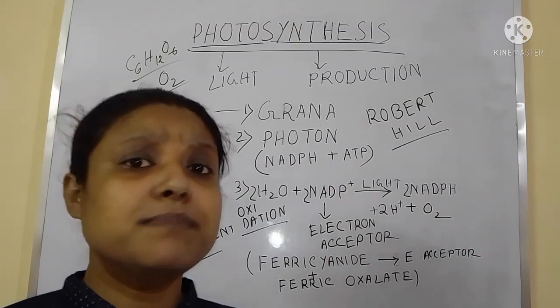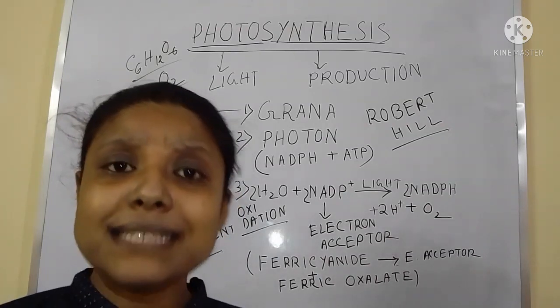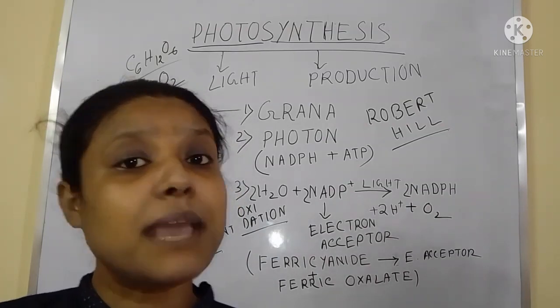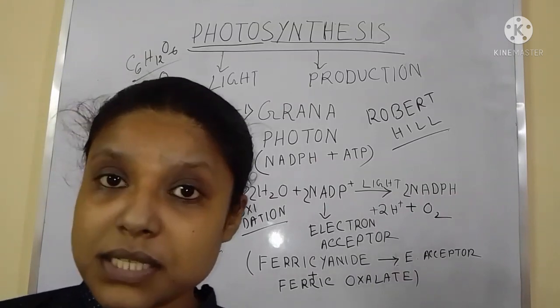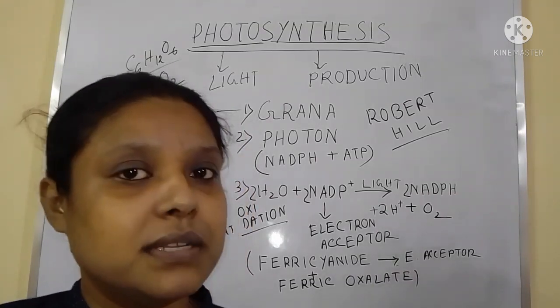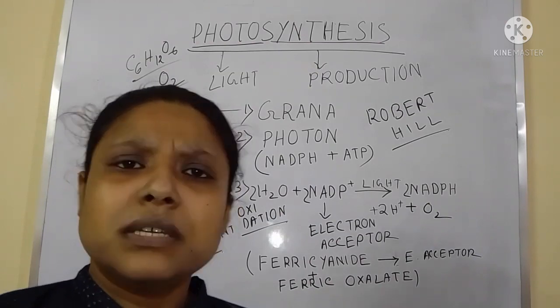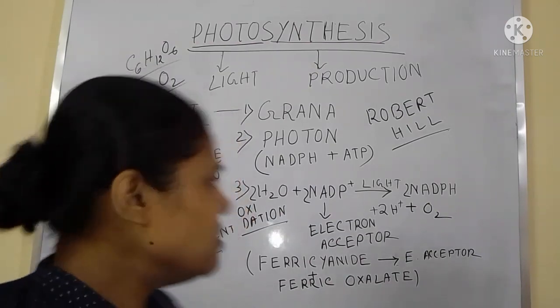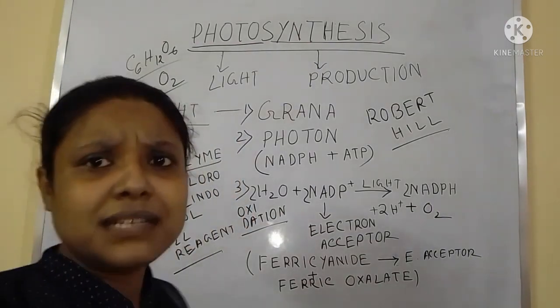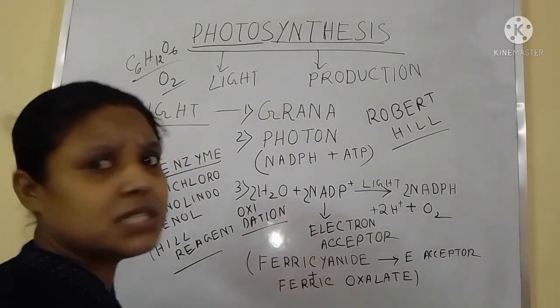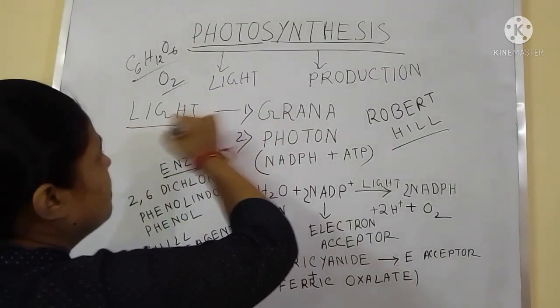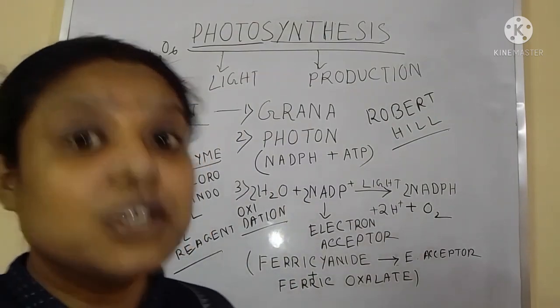Photosynthesis is a process by which sunlight energy changes into chemical energy. Clear? And you all know what the reaction is. Okay, I'll write it down later. First, you just read it. What is light? What is the role of light?